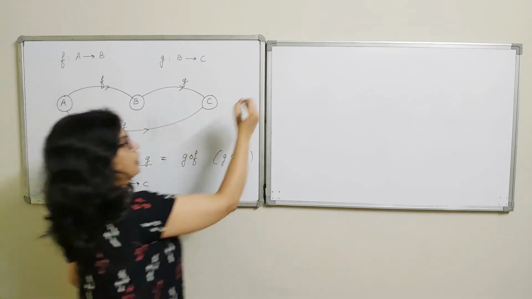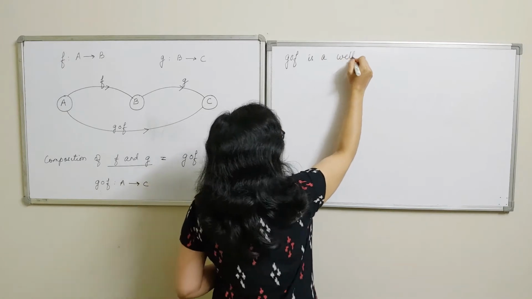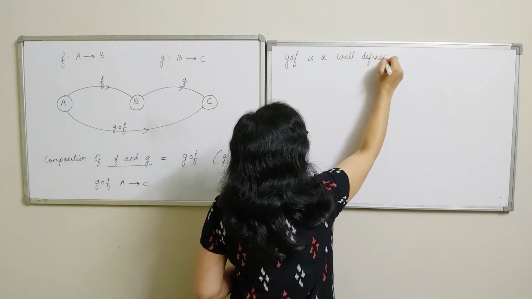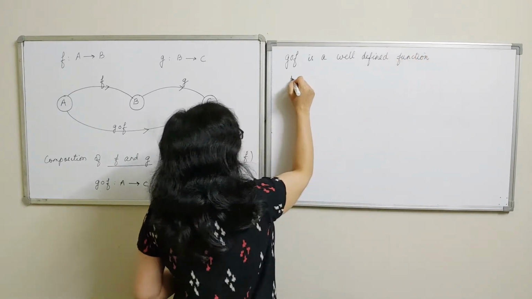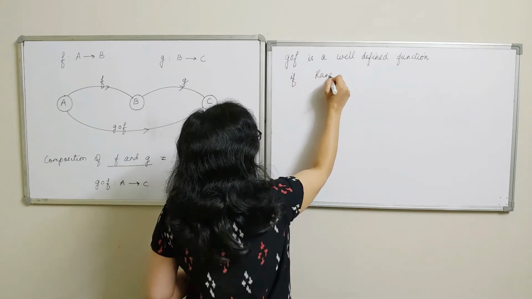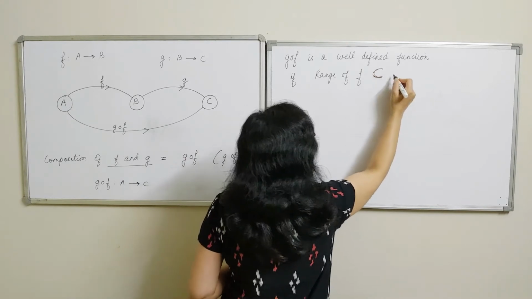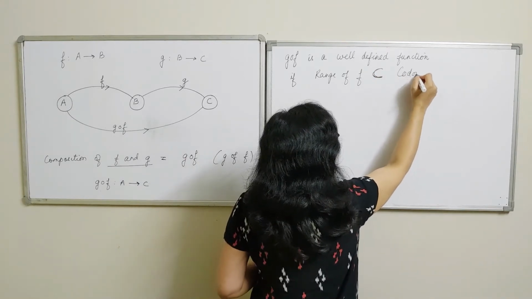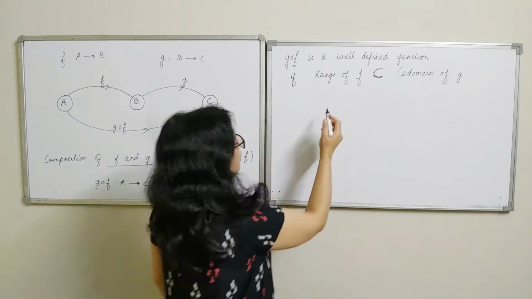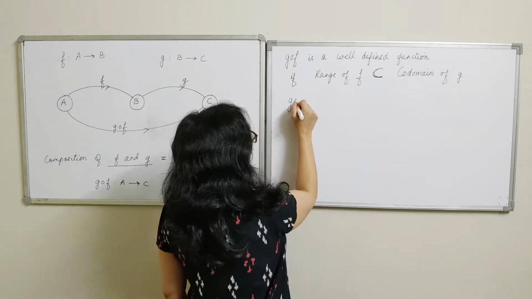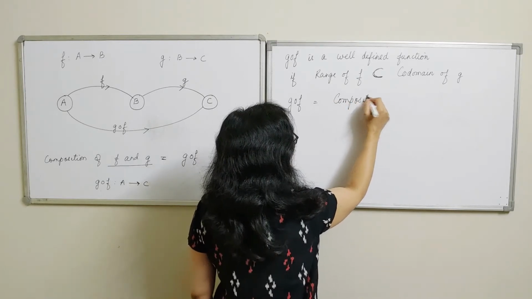Now here gof is a well-defined function if the range of the function f is a subset of the domain of g. So here the function gof is basically called a composite function.